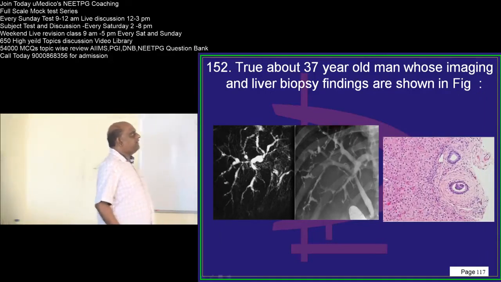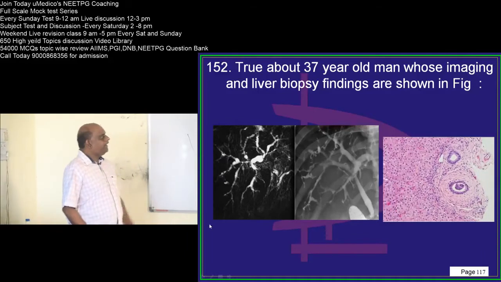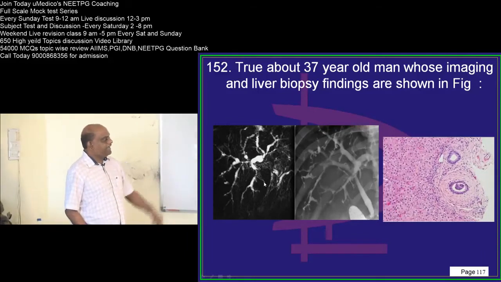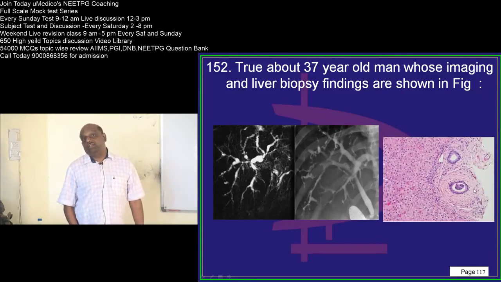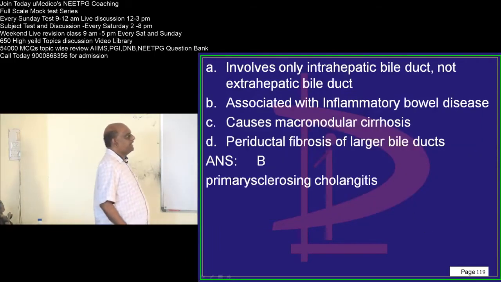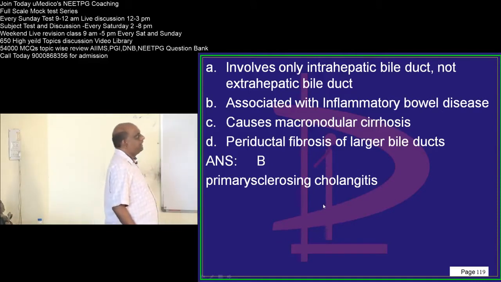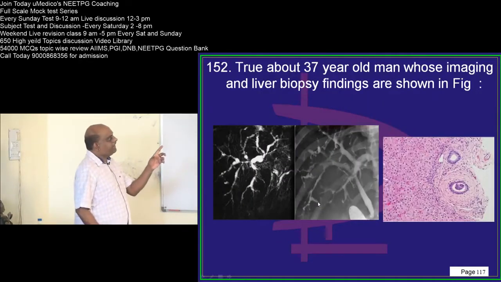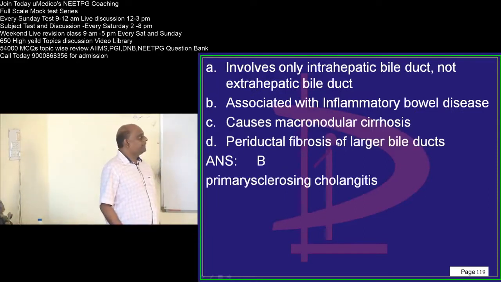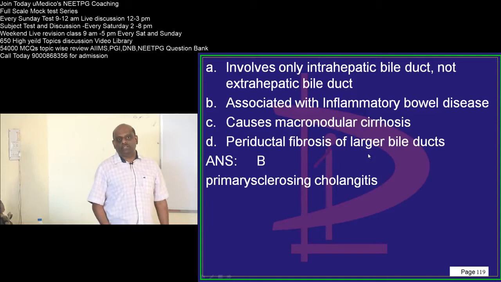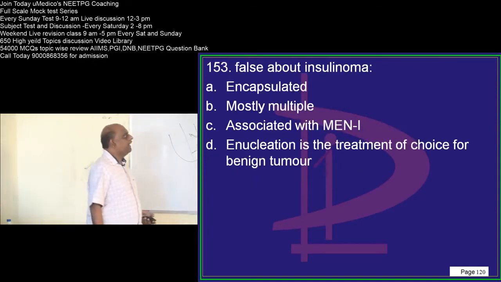A 37-year-old has undergone liver biopsy, and typically this kind of chain of lakes appearance is there with sclerosing cholangitis. So this is an example of primary sclerosing cholangitis. It can be associated with inflammatory bowel disease. And periductal fibrosis typically involves the smaller bile ducts. That's what you need to appreciate.